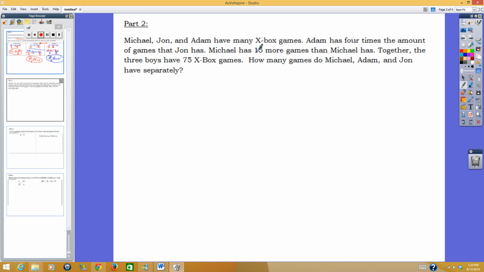It says Michael, John, and Adam have many Xbox games. Adam has 4 times the amount that John has. Michael has 15 more games than... oh, that's a typo. That should say John. So Michael has 15 more games than John has. And together the three boys have 75 Xbox games. How many games do Michael, Adam, and John have separately?